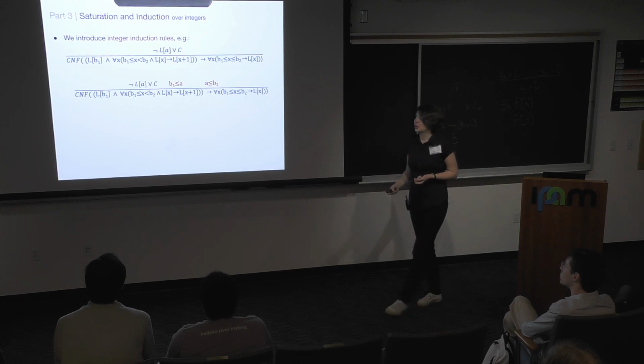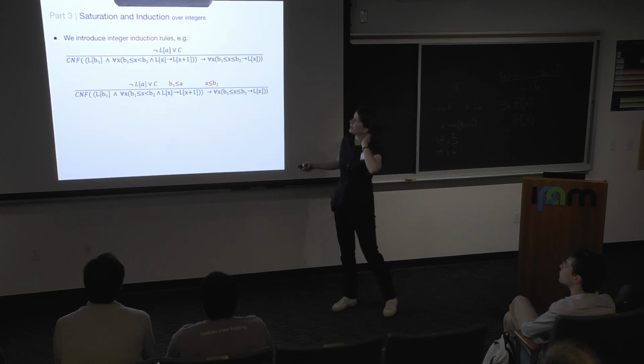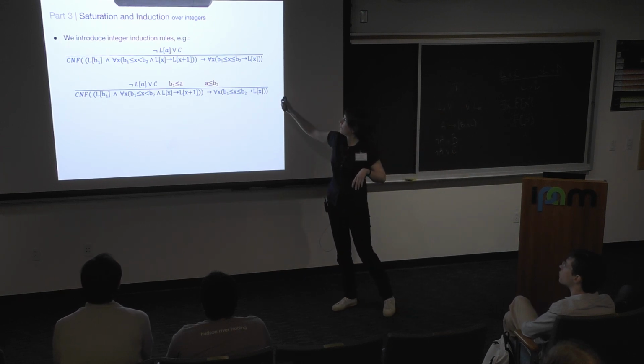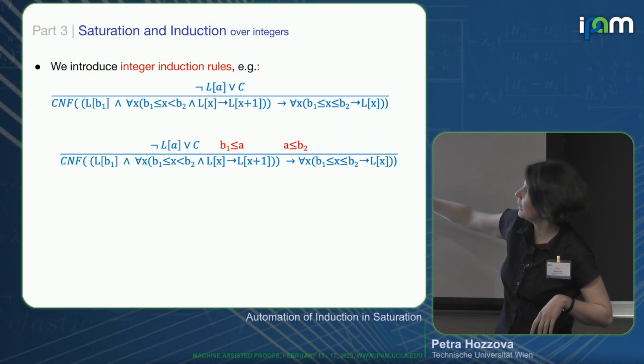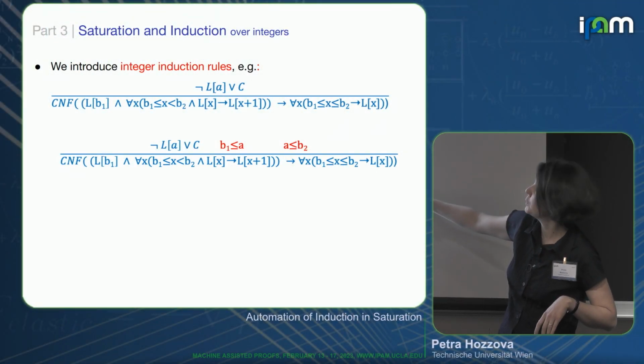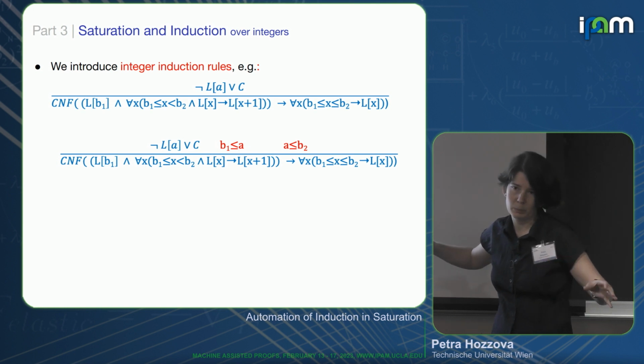So for integer induction, just to summarize, we are introducing rules like these two. Actually, the first one, without the additional premises, is never used because we would have to correctly guess both bounds.